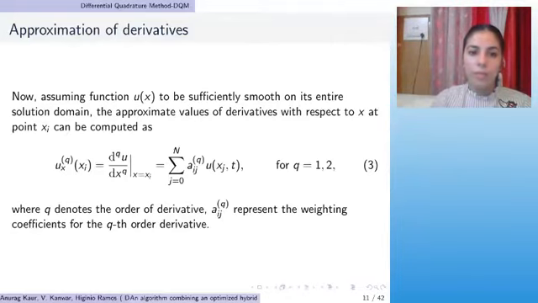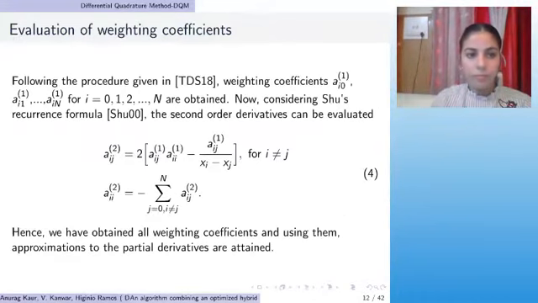Now assuming u to be sufficiently smooth on its entire solution domain, the approximate values of the derivatives with respect to x at point x_i can be computed as given in equation 3, where Q denotes the order of derivatives and A_ij's are weighting coefficients. Now, following the procedure given in the following reference, weighting coefficients of the first order derivative can be computed. Further, Shu's recurrence formula is applied to obtain the weighting coefficients corresponding to the second order derivative as given in equation 4. So now we have obtained all weighting coefficients.